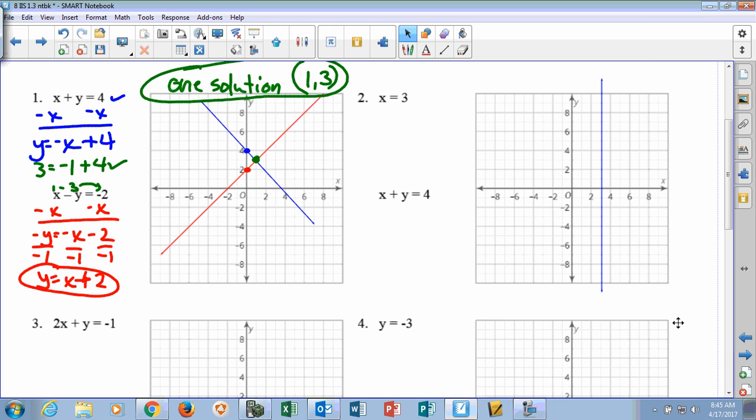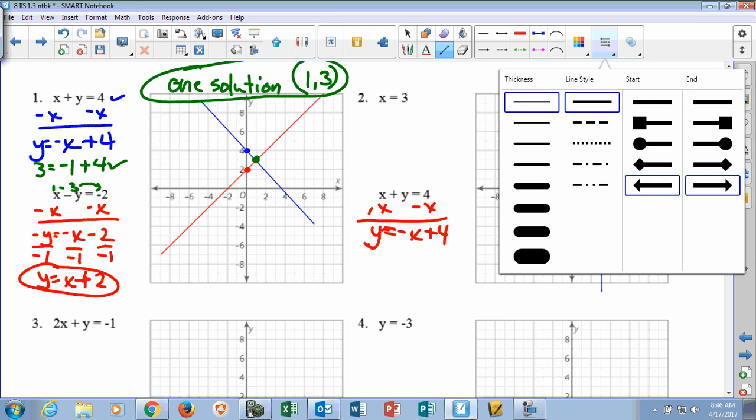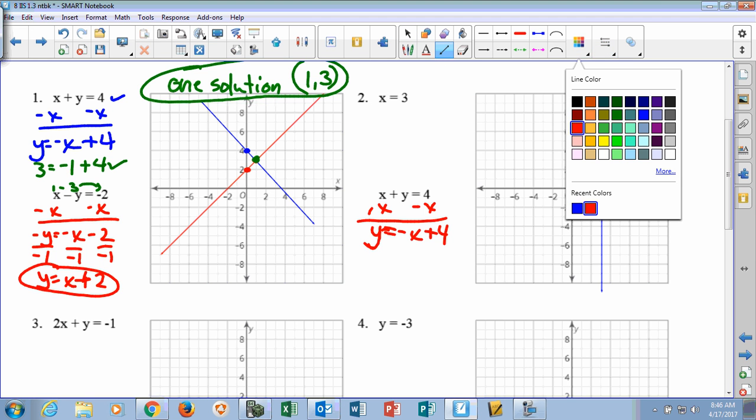So when we convert x plus y equals 4 to slope-intercept form, I subtracted the x over, right? So I get y equals -x plus 4. So again, we're at 4. And unlike the first problem, we go down 1 and over 1, right? So isn't this the same line we had in number 1, the blue line? Yeah, it's the same line. So we already did that work, which is nice.